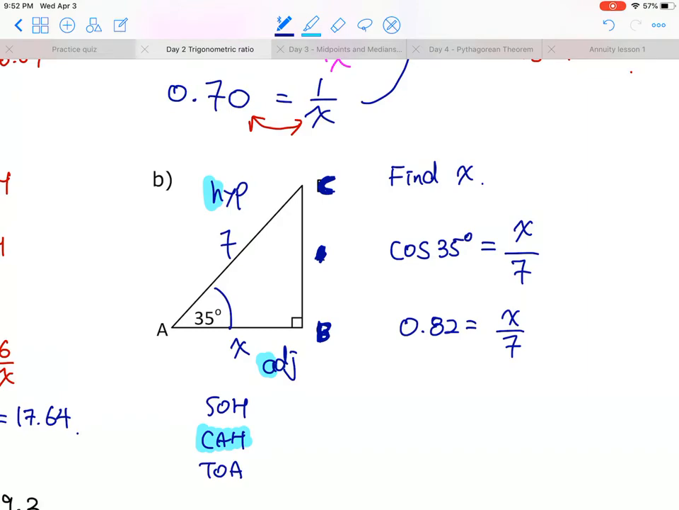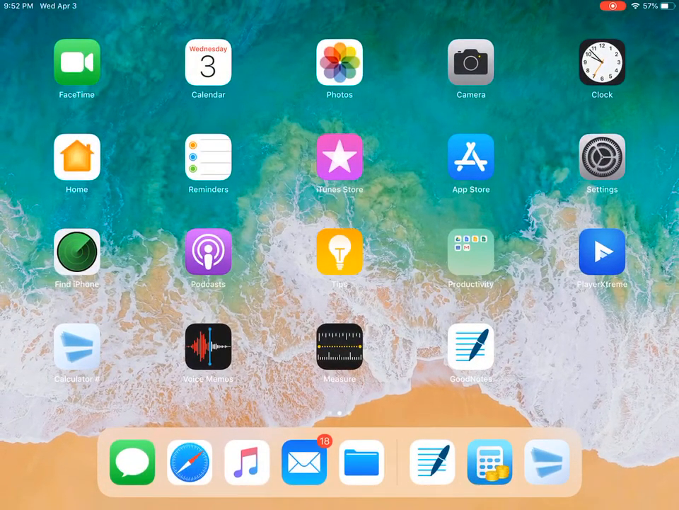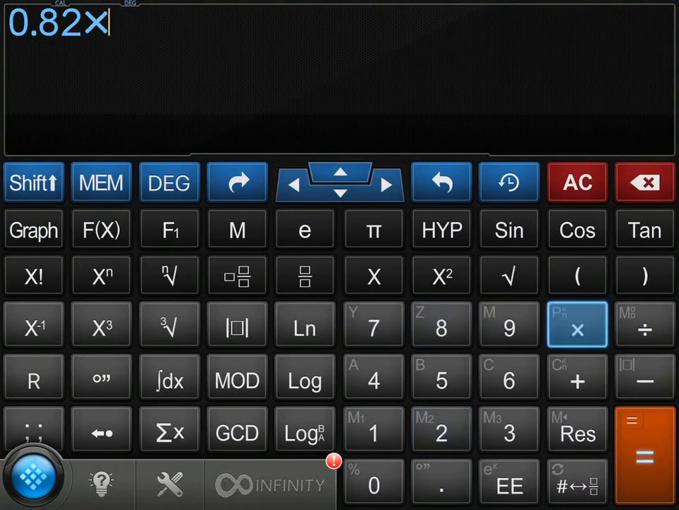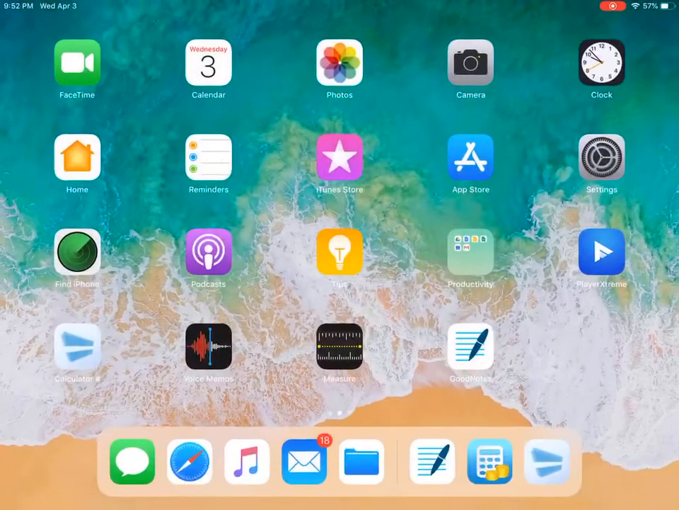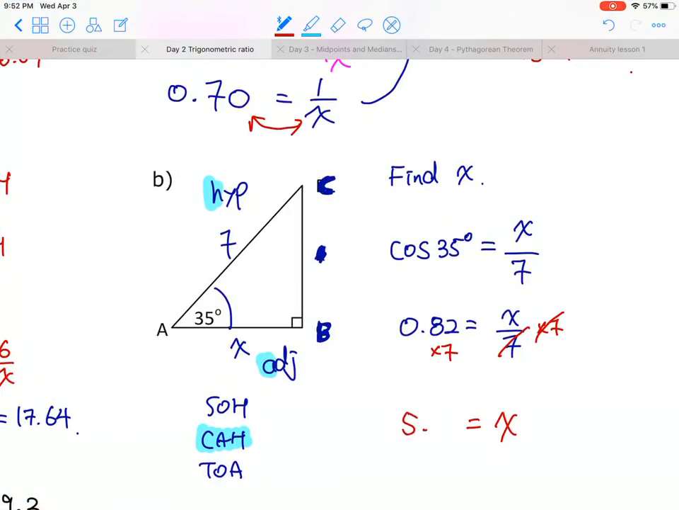Now, in this case it is different from the other one, where you have a number in the denominator. So instead of swapping it, all you have to do is just multiply 7 on both sides so that you will isolate the X. So multiply 7 on both, so then the 7 on the bottom will disappear. So 0.82 times the 7. So let's go. 0.82 times 7 gives me 5.74. So your X, which is the side AB, is 5.74 units.